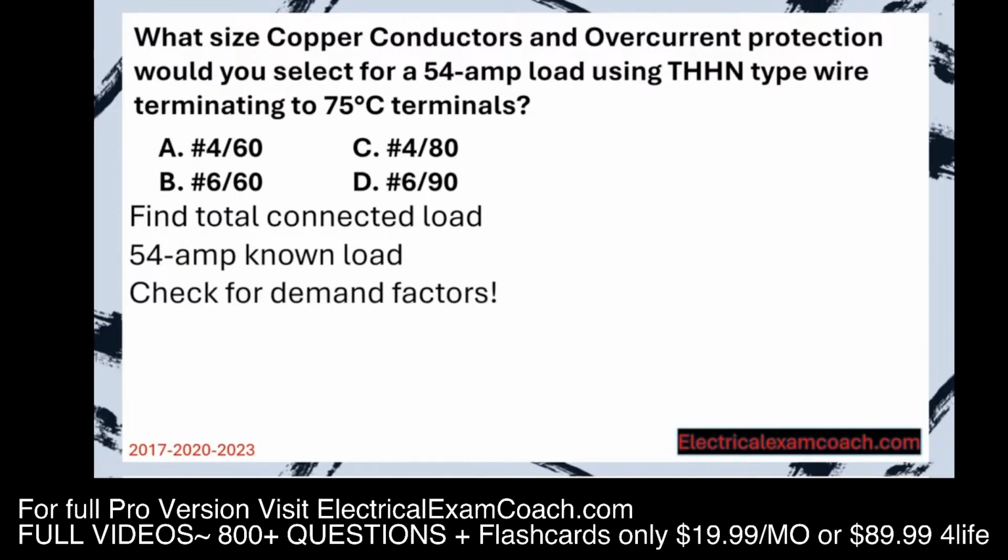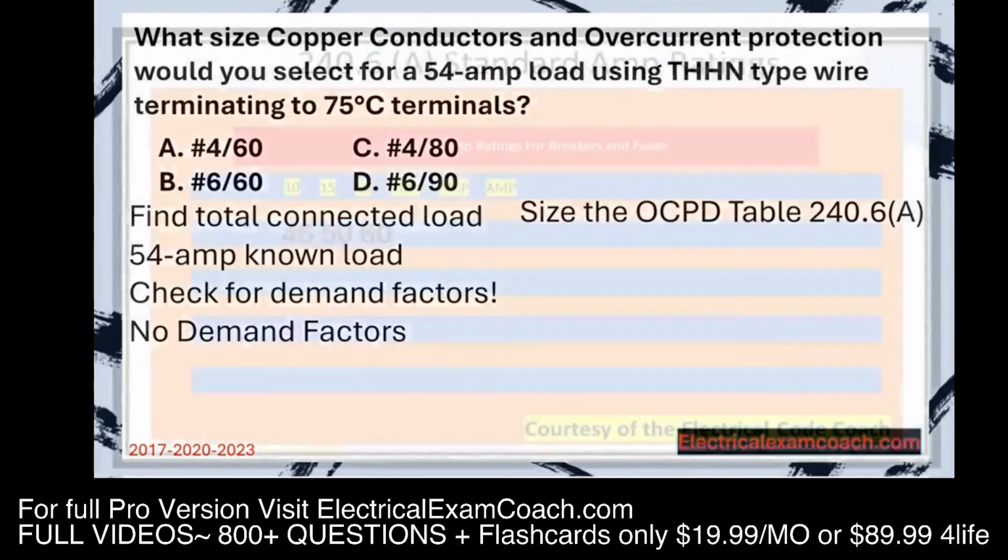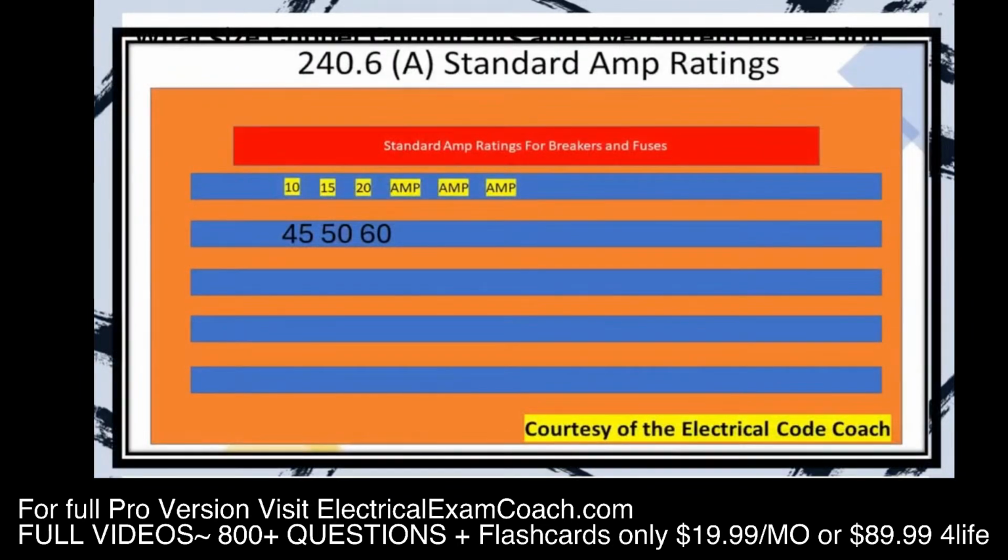Well, they've not mentioned a specific piece of equipment or that it's going to run for 3 or more hours. So in this case, there are no demand factors. Now, what we're going to do is size our overcurrent protective device first. You always size that first. So we head to our overcurrent protective device table, which is 240.6(A), for a 54 amp load. We're going to go down and choose the next standard size up. In this case, it's going to be a 60.